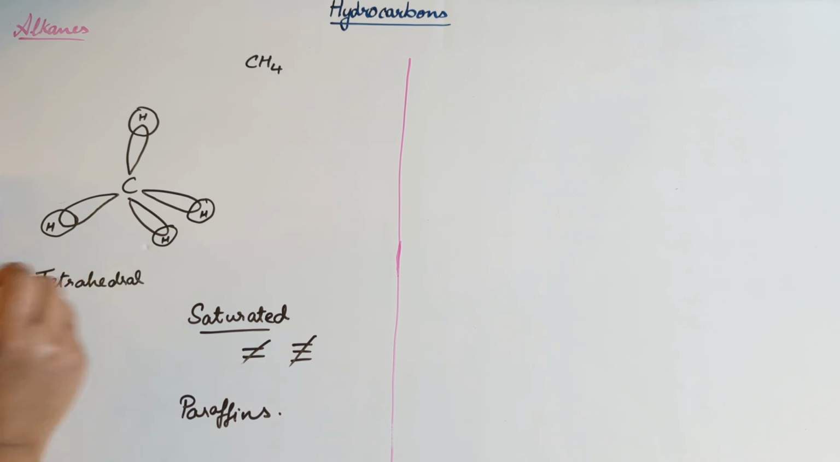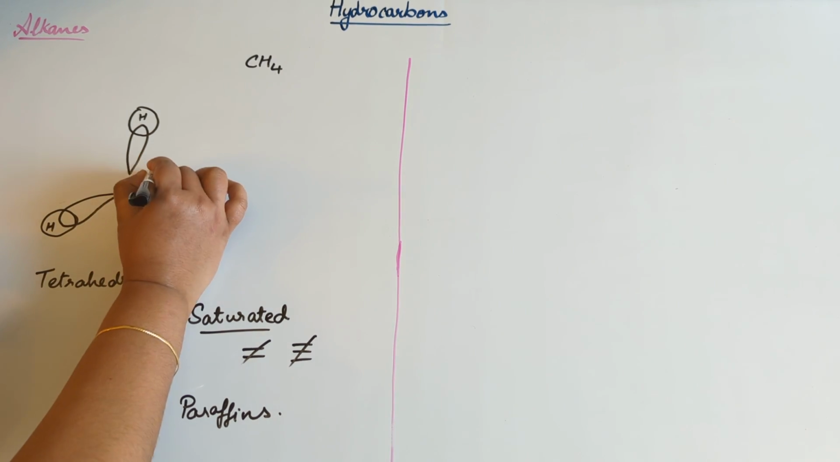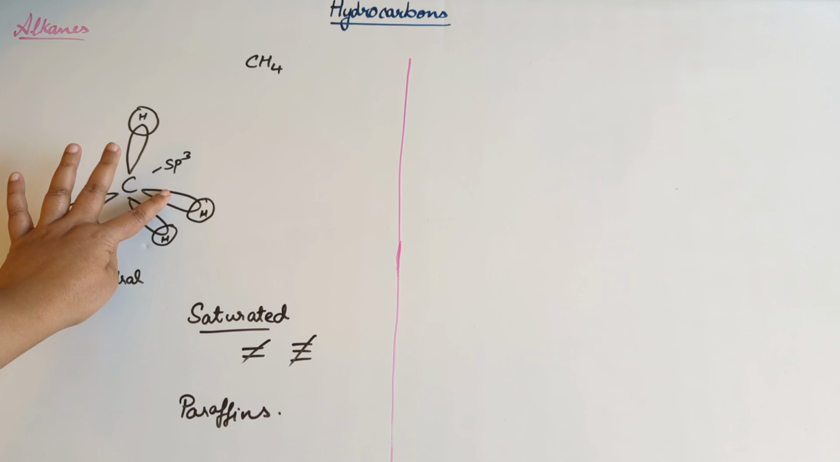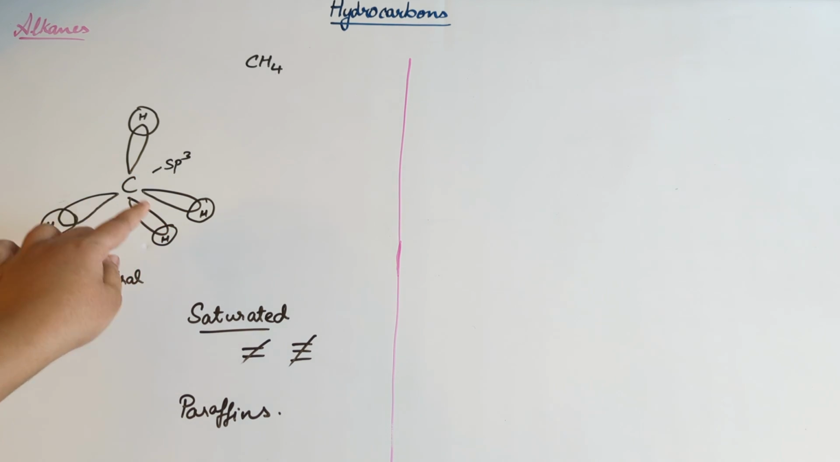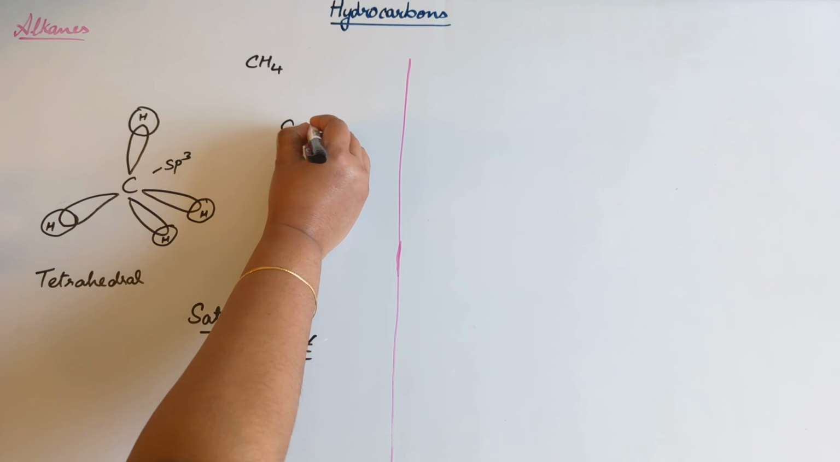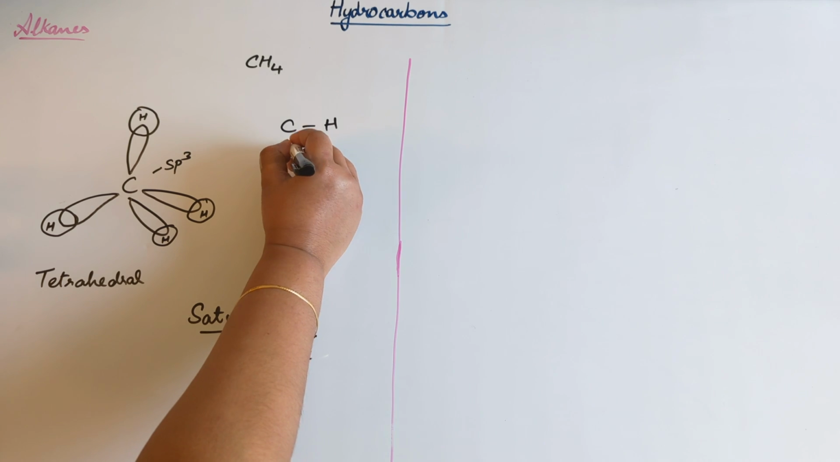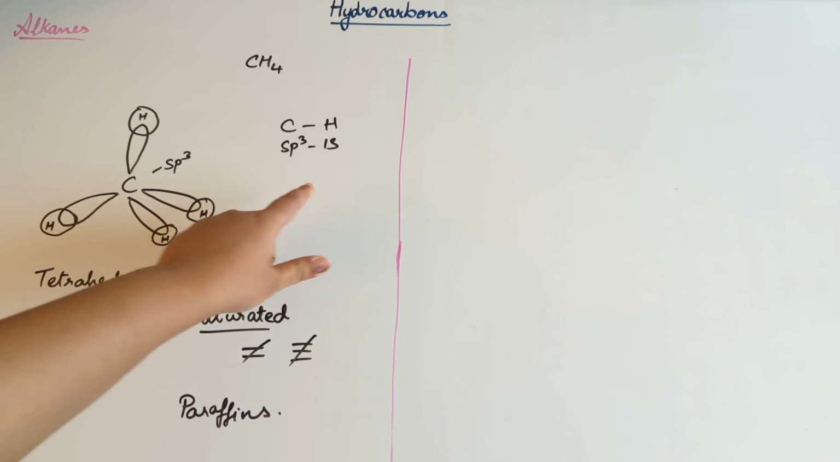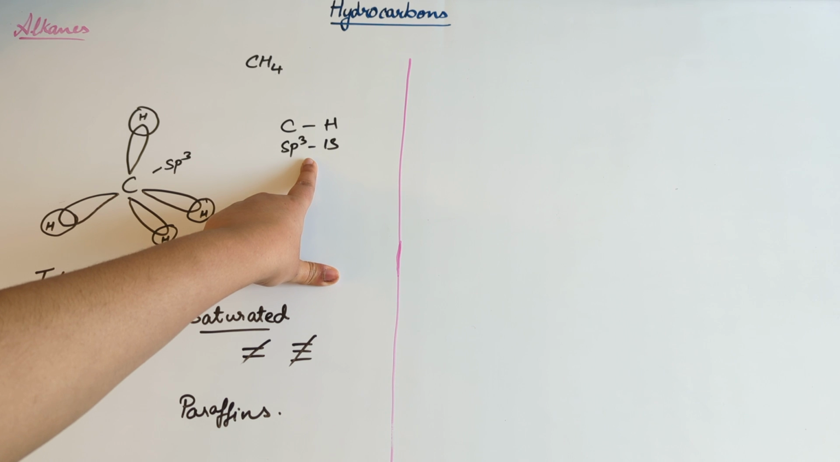If you remember, we had discussed all of this in the previous chapter. We talked about the structure of alkanes, alkenes and alkynes. Here we're just talking about methane, and it's tetrahedral. This carbon atom is going to be sp3 hybridized. So there is an overlap between the sp3 orbital of the carbon and the 1s orbital of the hydrogen. There's a bond between these two.